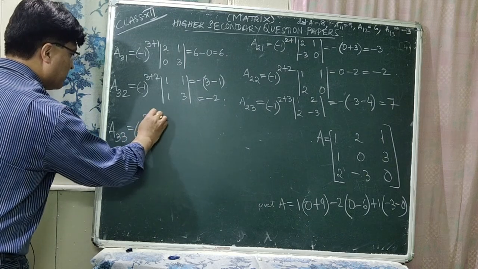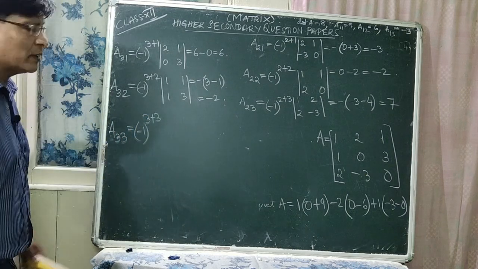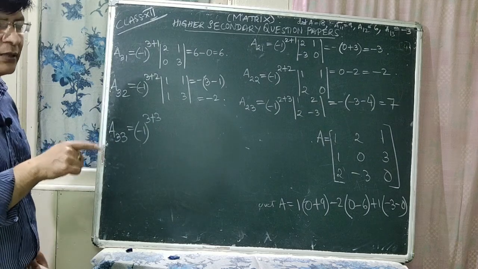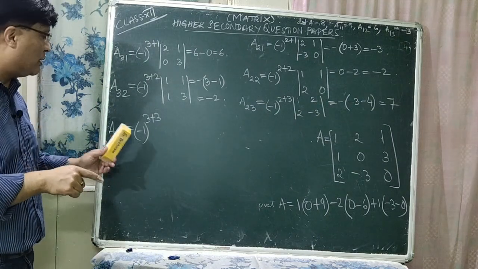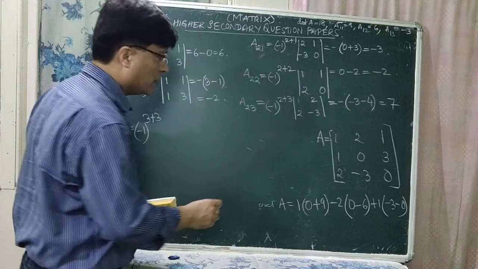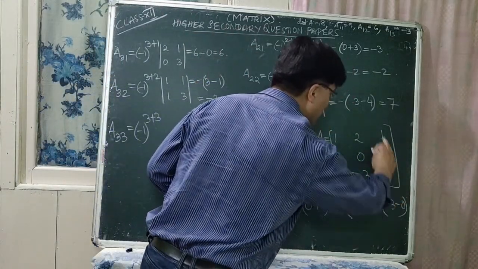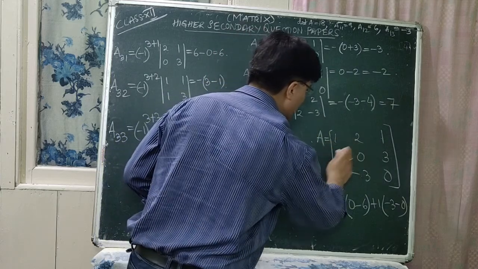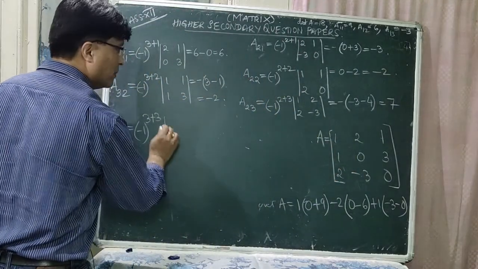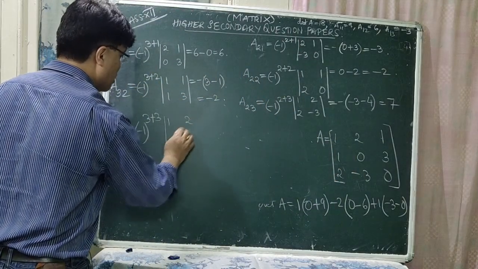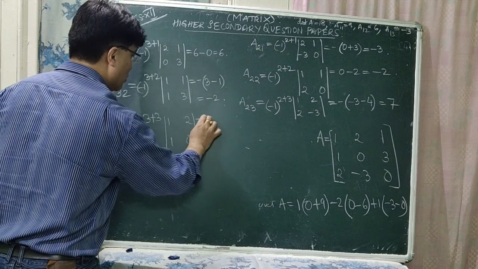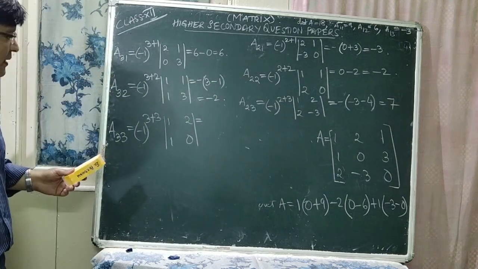Consider the sign first. -1 whole to the power 3 plus 3. A33 means element or cofactor of the element belonging to the third row and third column. Delete the third row and third column. What remains? 1 2 1 0. So it remains 1 2 1 0, which is equal to, now expand it.